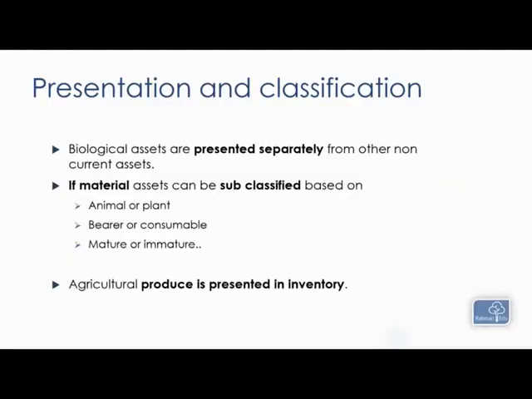Next, presentation and classification. Well guys, we are going to present our biological assets separately from other assets. And if material, we are going to subclassify our biological assets as animals, plants, bearer, consumable, mature, immature, etc. Agricultural produce, you know already, is shown in inventory.